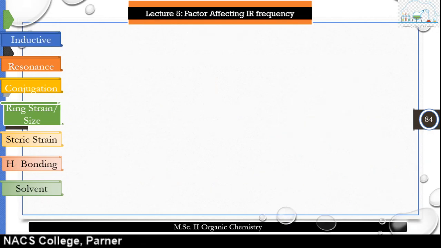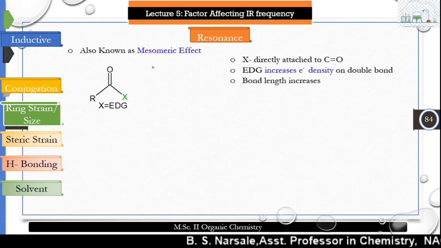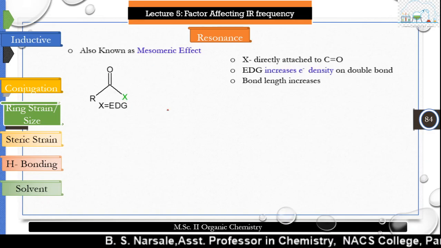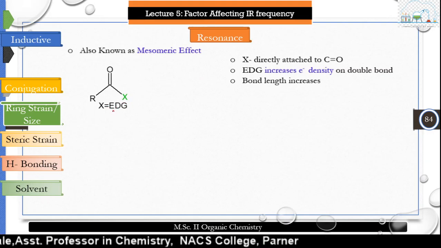Now the next effect we are going to look at is resonance. All of you are familiar with resonance. It is also known as the mesomeric effect. Let's consider this one. When a group X is an electron donating group and it is directly attached to the carbonyl group, what happens?